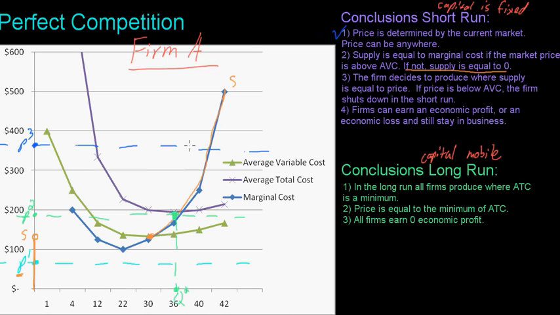And then finally, if price is way up here, then the firm will be making a positive profit, and it will produce all the way out here. So I'll keep this color coded, and this will be Q3.